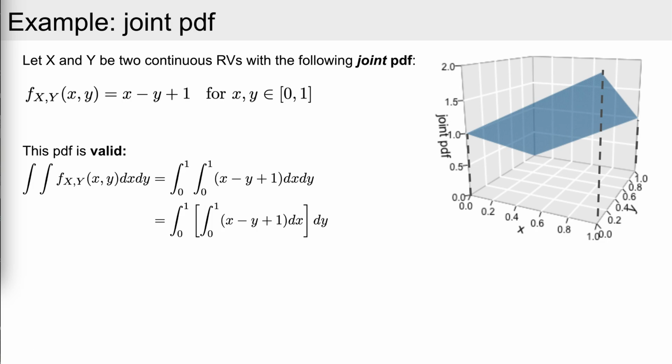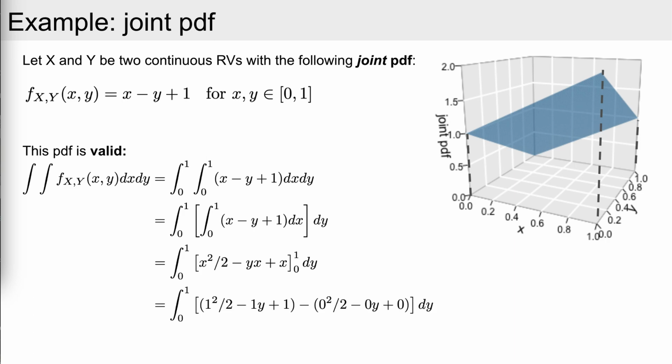When taking the integral with respect to x, note that x is the variable and y is simply a constant. Thus, the integral of x minus y plus 1 with respect to x is 1/2 x squared minus yx plus x. We then evaluate this function at x equals 1 and subtract the function evaluated at x equals 0. After completing this inner integral, we're left with the integral of 1.5 minus y dy, which we can show equals 1.